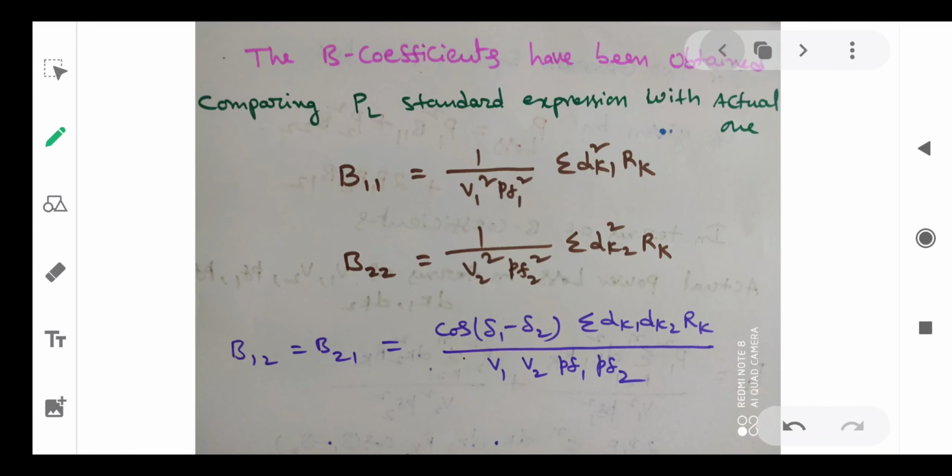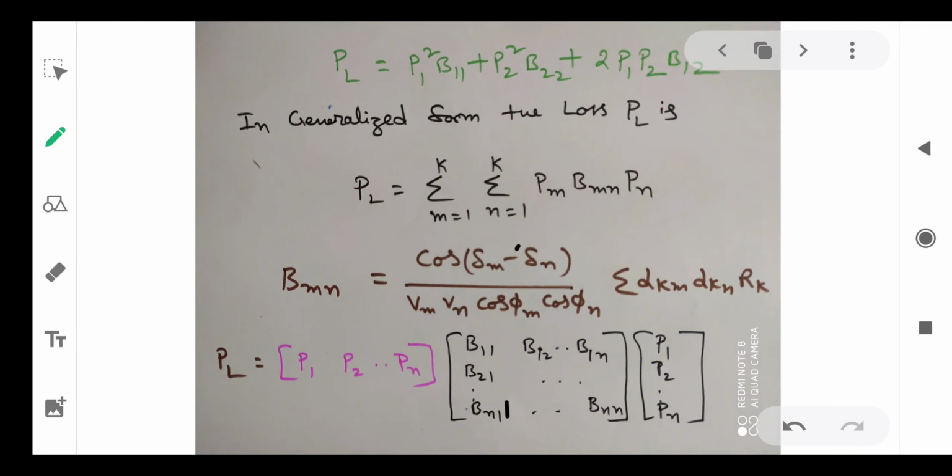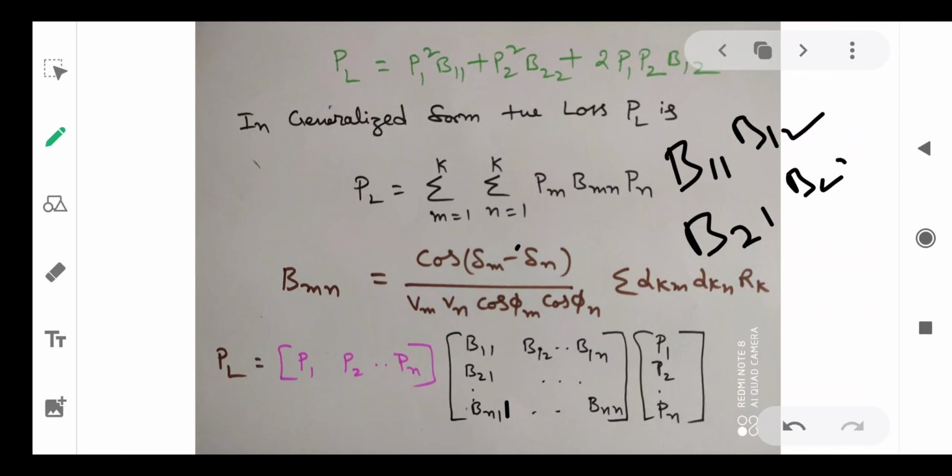So this is for the 2 generator case, a 2 by 2 matrix. You will get the 2 by 2 matrix B11, B12, B21, B22. So therefore you can write B11, B12, B21, B22. So this is a 2 by 2 matrix.